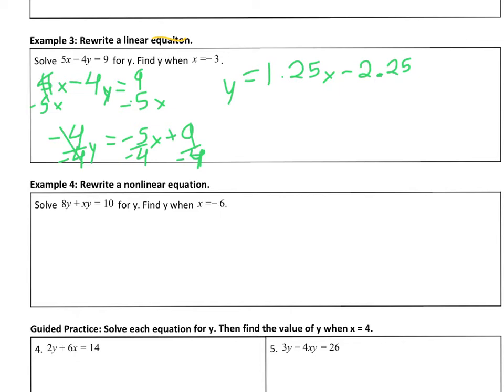All right. So if I plug in negative 3, that's plugging in negative 3 for x. So I'm taking 1.25 times negative 3. That becomes negative 3.75. Then subtract 2.25. y is going to equal negative 6 after I do my substitution. All right, so moving ahead.